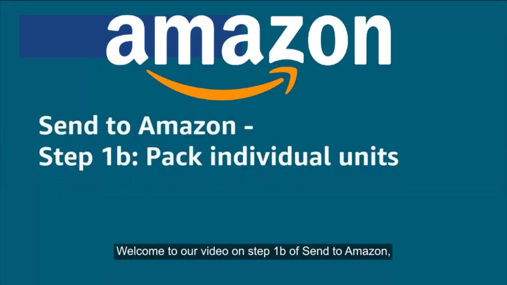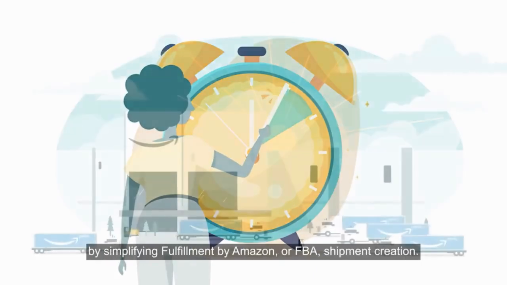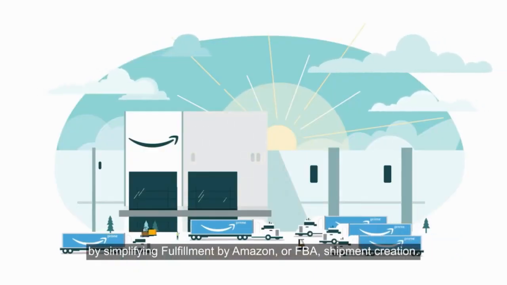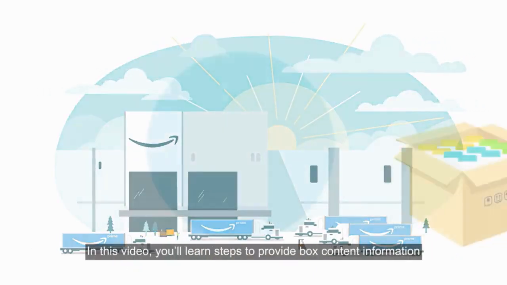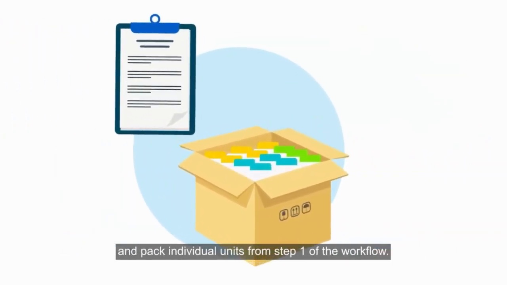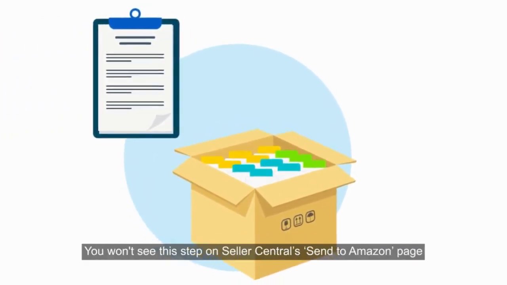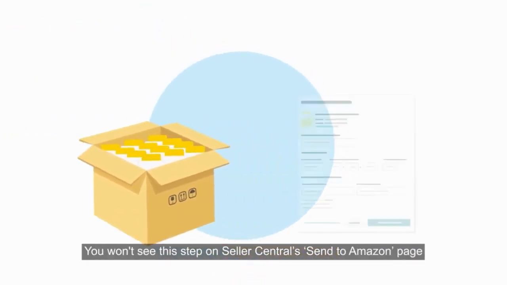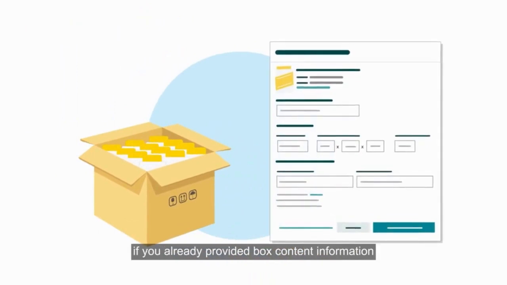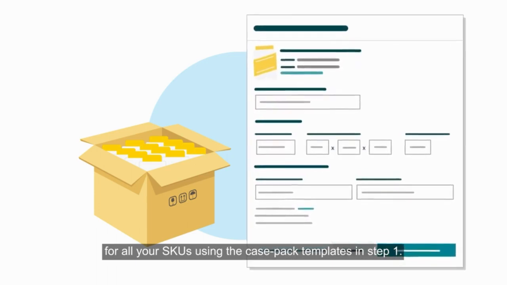Welcome to our video on Step 1B of Send to Amazon flow that saves you time by simplifying Fulfillment by Amazon, or FBA, shipment creation. In this video, you'll learn steps to provide box content information and pack individual units from Step 1 of the workflow. You won't see this step on Seller Central's Send to Amazon page if you already provided box content information for all your SKUs using the case pack templates in Step 1.